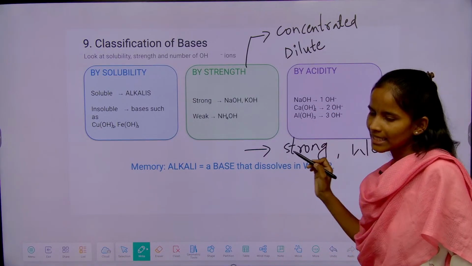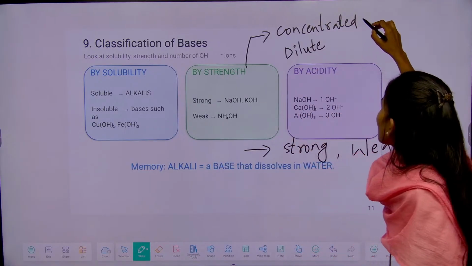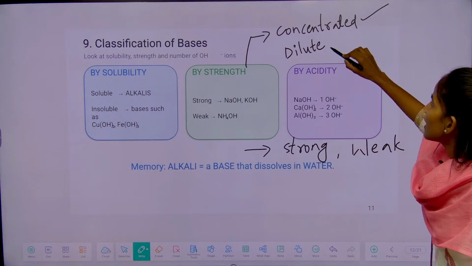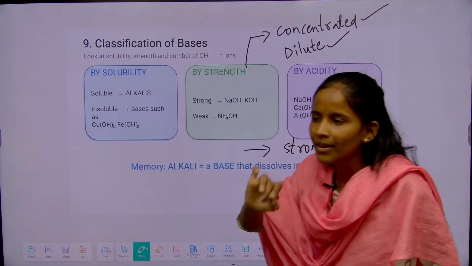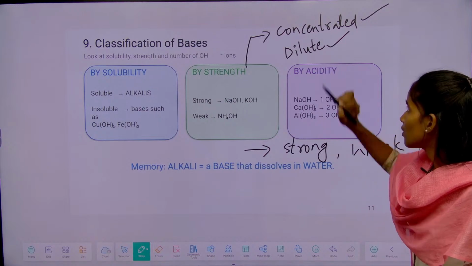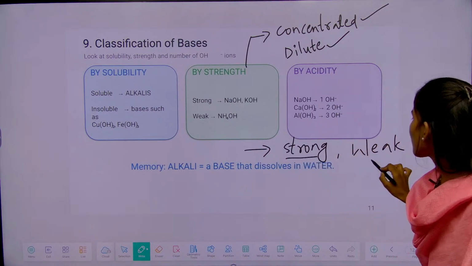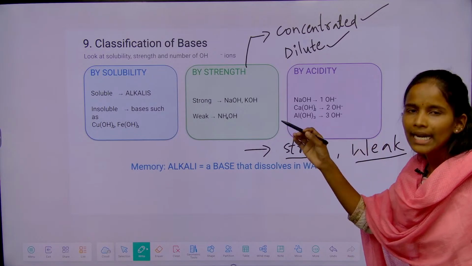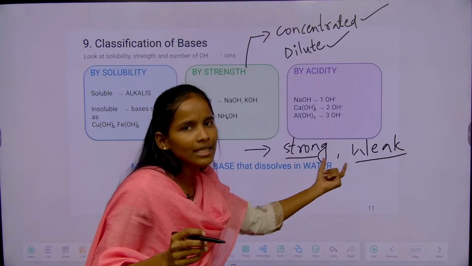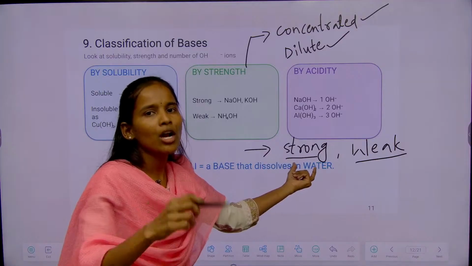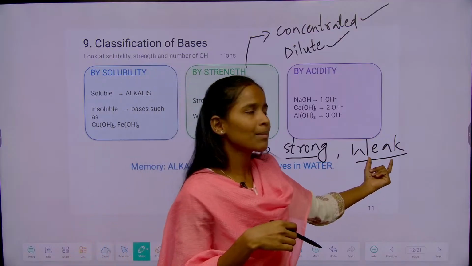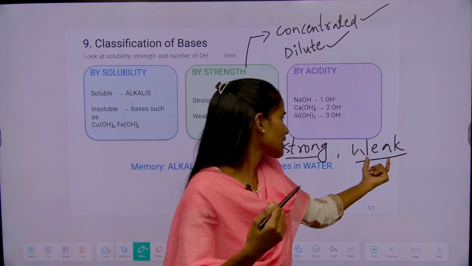Just like acids, if a high amount of base is present per unit volume, we will call it a concentrated solution. If less amount of base is present in the given amount of solution per unit volume, we will call it a dilute solution. Now moving to strong base and weak base, similar to strong acid and weak acid. Strong base means complete or almost complete ionization of the base takes place into its ions, whereas weak base means complete dissociation will not take place.